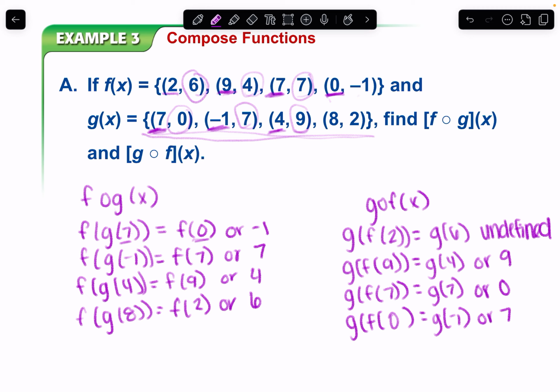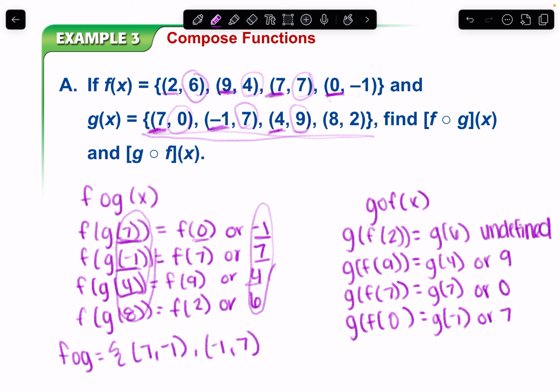Where your answer comes from is essentially writing out these starting points and then the corresponding y value that you found that goes with them. So for f of g, I now have 7, -1. I have -1, 7. I have 4, 4. And then I have 8, 6.